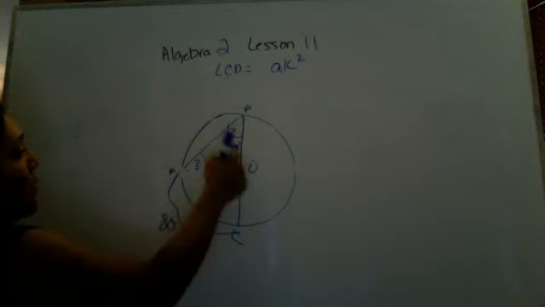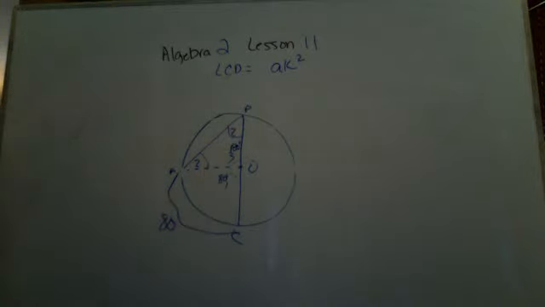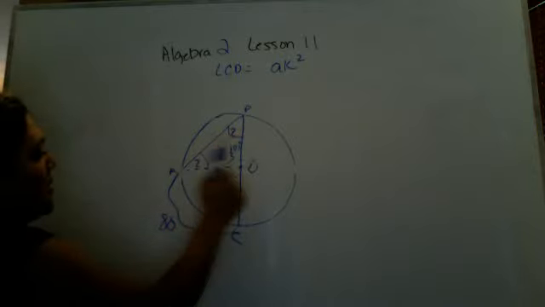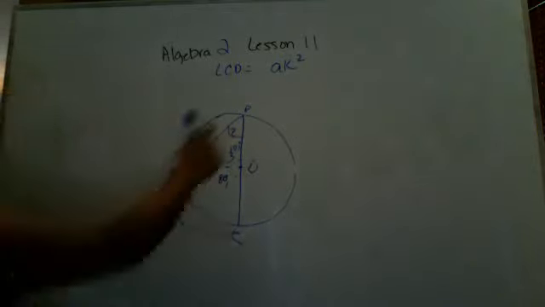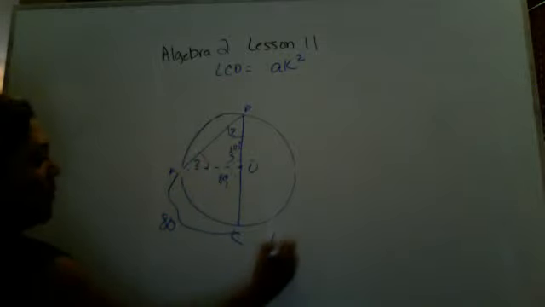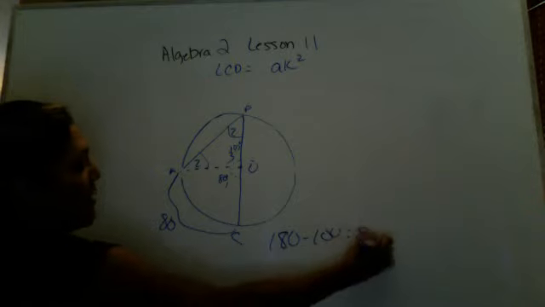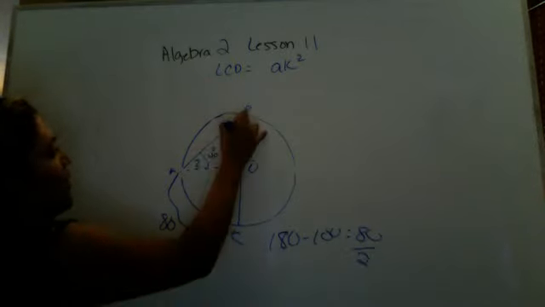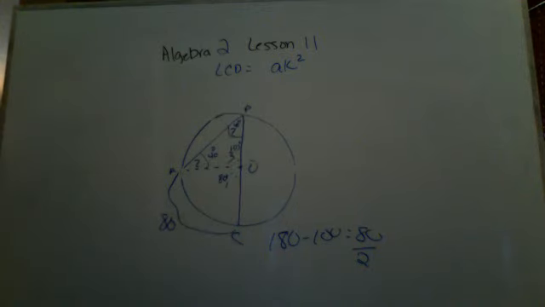If this is 100 degrees, right? Because 100 plus 80, I just did that math. Then this plus this has to equal 180. So then I simply take 180 minus 100, which gives me 80. Because they're equal, I just simply divide it by 2. So these are each 40 degrees. It's as simple as that.